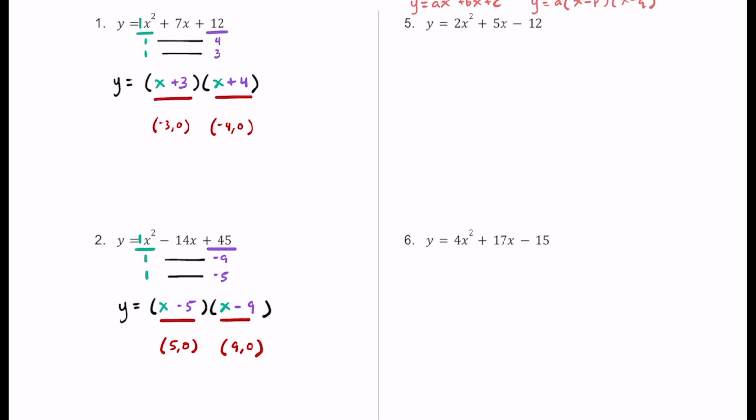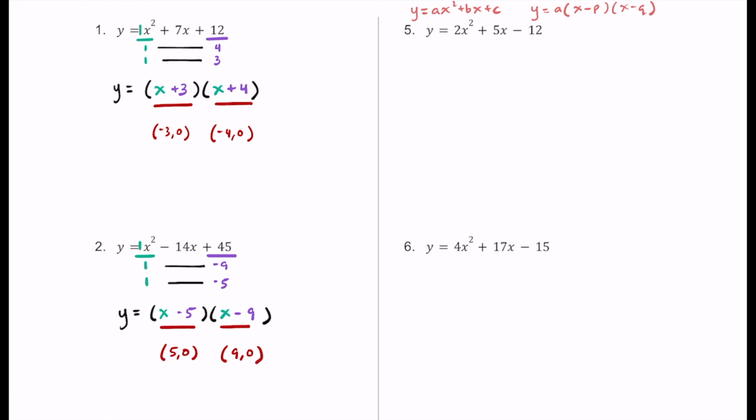We have this y is equal to 2x squared plus 5x minus 12. And so this 2 here lets us know that we have to use 2 and 1 because it's prime. Those are the only factors. For 12, we have to be a little bit more careful here. Let's see here. We need a positive and a negative.